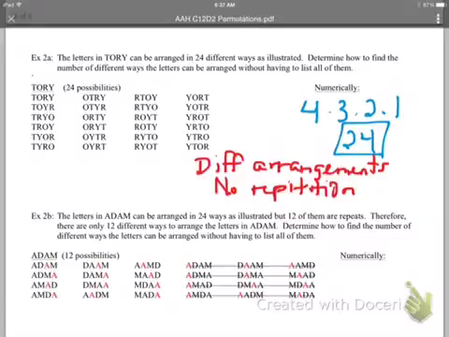Not within the identicals. In other words, Adam is the same as Adam because we have those two A's and we can't tell the difference between them. So we don't have any repetition here.